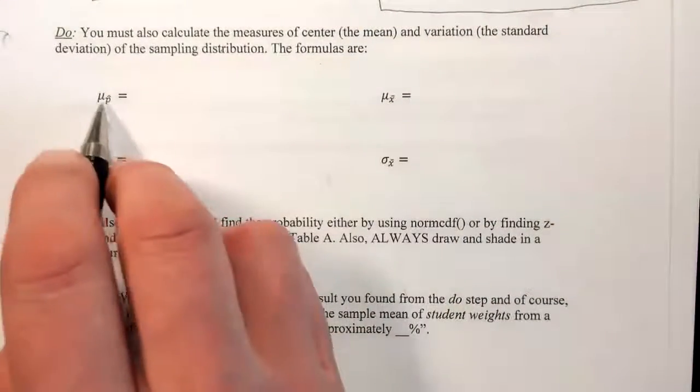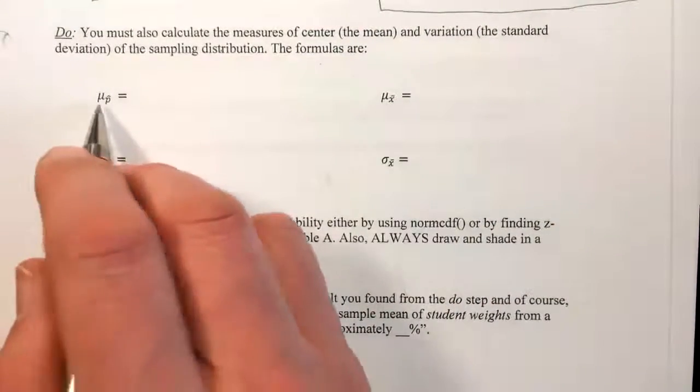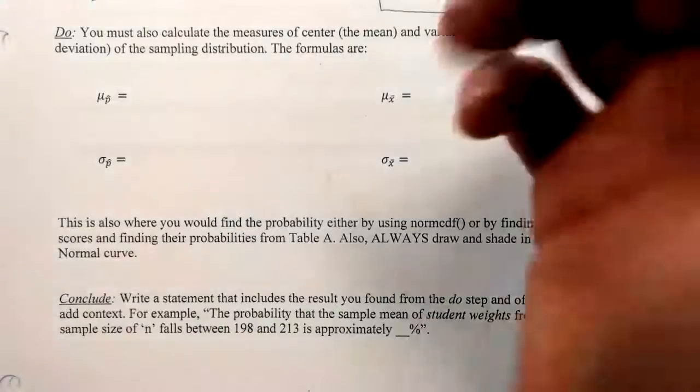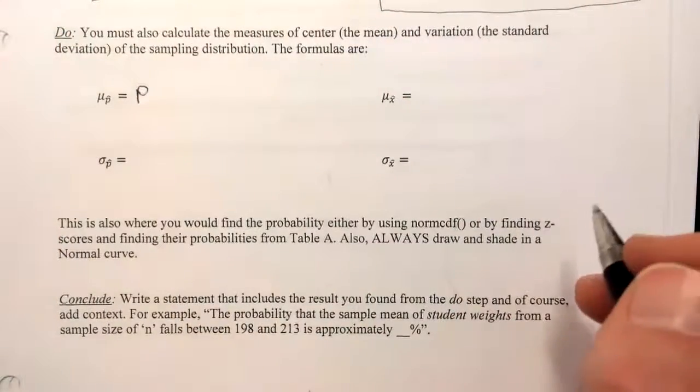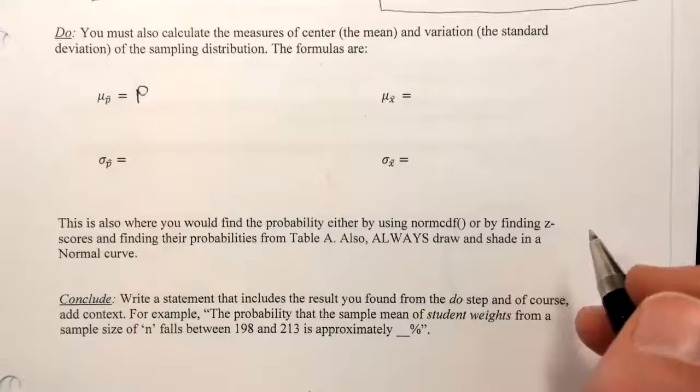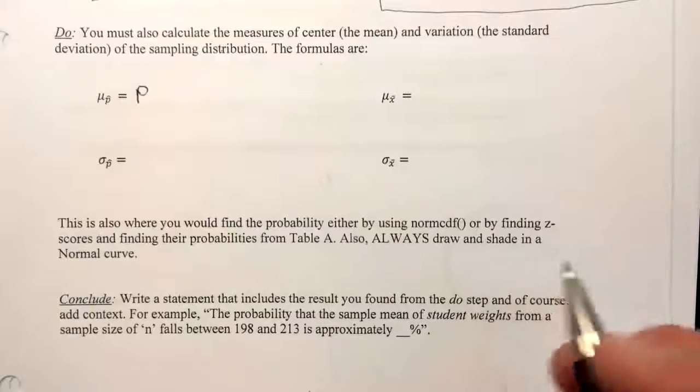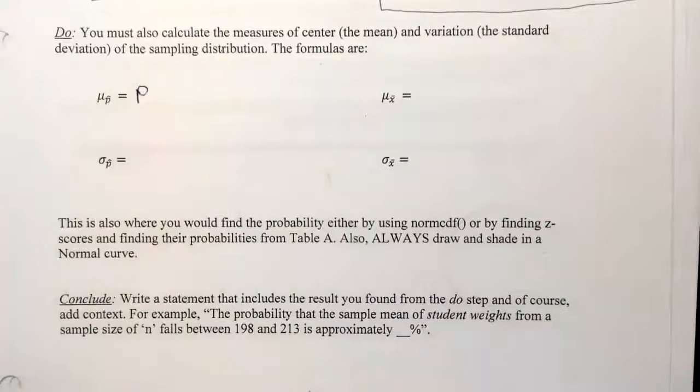So the mean of a proportion, very easy. It's just equal to the population's proportion. The mean of our sample should be equal to the mean of the population.